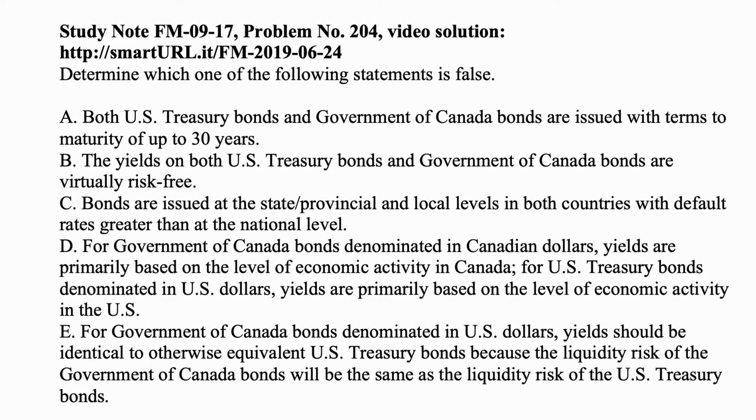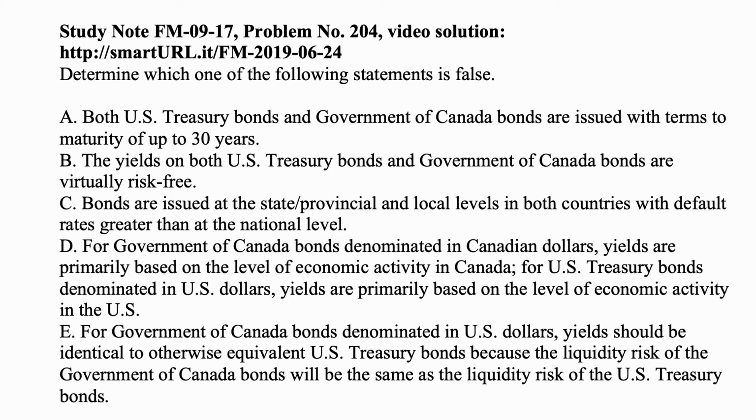Here's a problem for today for exam FM on financial mathematics. Determine which of the following statements is false. A. Both U.S. Treasury bonds and Government of Canada bonds are issued with terms to maturity of up to 30 years. B. The yields on both U.S. Treasury bonds and Government of Canada bonds are virtually risk-free. C. Bonds are issued at the state, provincial, and local levels in both countries with default rates greater than at the national level. D. For Government of Canada bonds denominated in Canadian dollars, yields are primarily based on the level of economic activity in Canada.